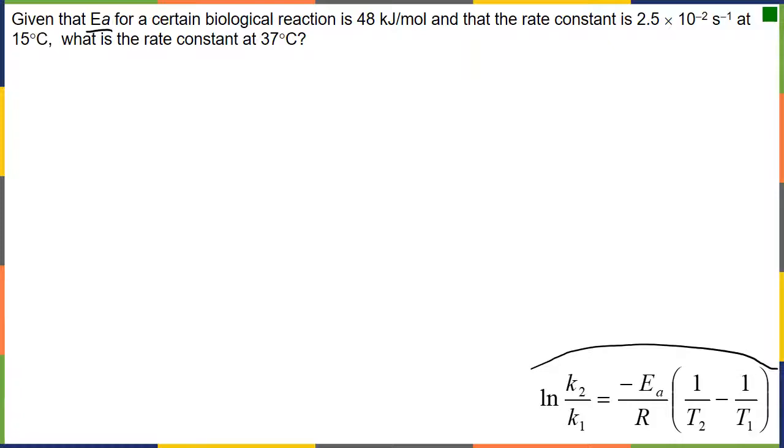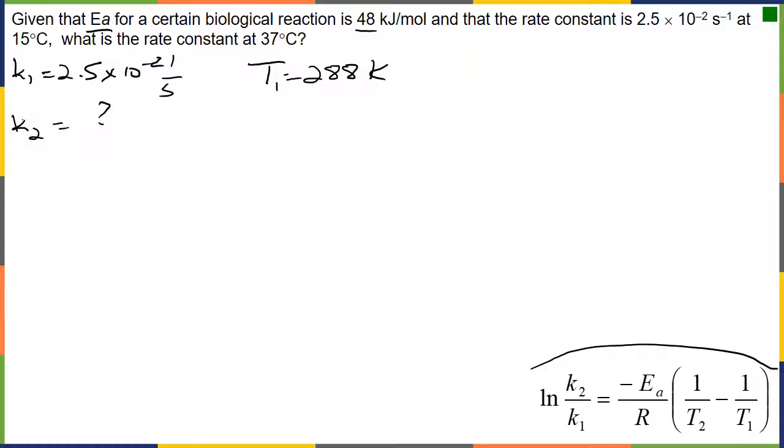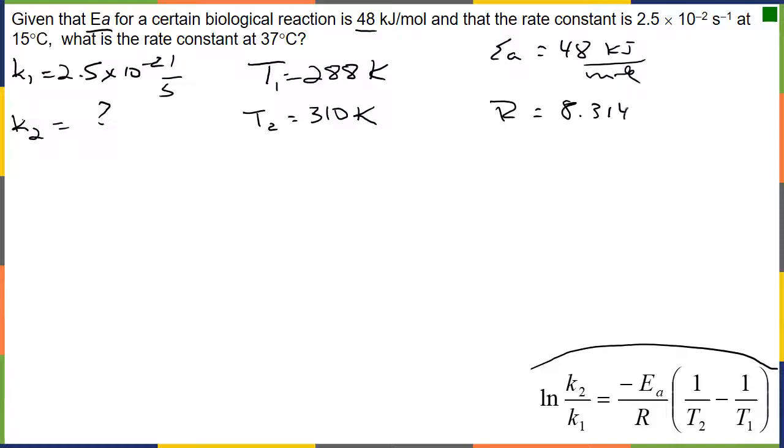So we're given the activation energy. We're given that the rate constant that we're starting with is 2.5 times 10 to the minus 2 per second at a temperature of 15 degrees Celsius. Well, we know that our temperature has to be in Kelvin, so that's 288 Kelvin. We know that we're looking for our rate constant at a temperature here of 37 degrees Celsius, which is 310 Kelvin. Our E sub A is 48 kilojoules per mole. And we can look up our R value of 8.314 joules per mole Kelvin.